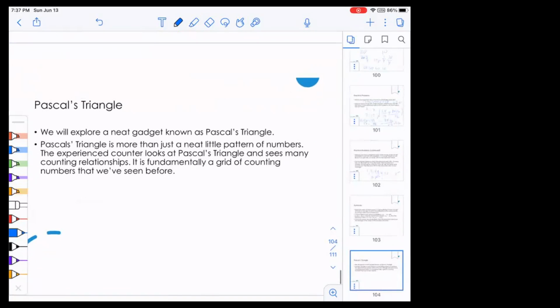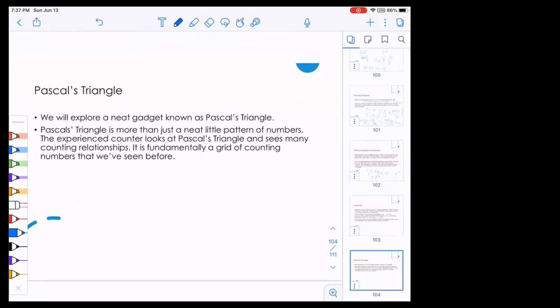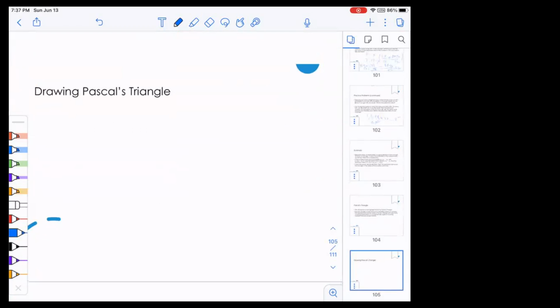So let's move on. Now we're going to learn about Pascal's Triangle, which is a good gadget to learn about combinations and stuff. It's more than just a pattern of numbers. It's also a list of counting relationships, and it's basically a grid of counting numbers. So I'm going to draw Pascal's triangle. We start with 1, and then we're going to add each of the two top numbers together and have that number.